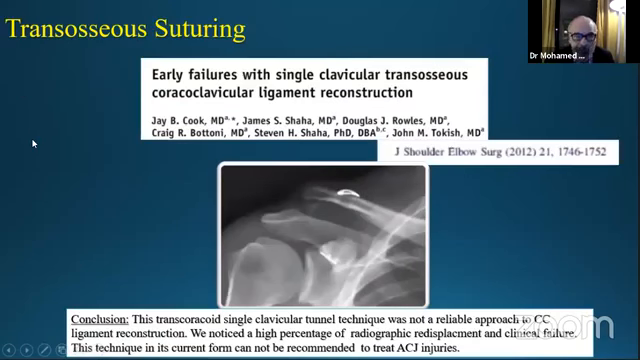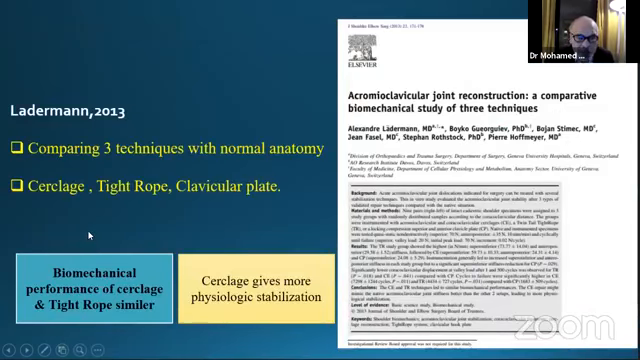The transosseous suture is another issue to be considered, but early failure by this transcoracoid single clavicular tunnel technique is not reliable for CC ligament reconstruction. Lederman in 2013 compared three techniques of reconstruction with the normal anatomy: the cerclage, the tightrope, and the clavicular plate. From the biomechanical point of view, the performance of cerclage and tightrope is similar. Cerclage gives more physiologic stabilization than any other form of fixation.